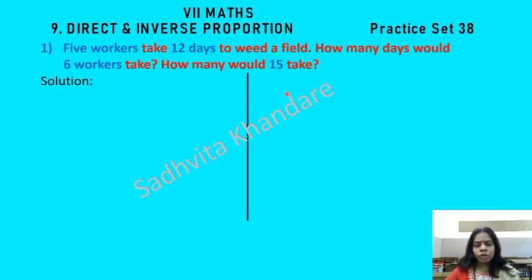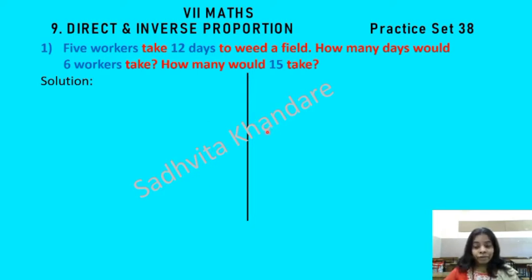Children, they are asking two different questions. If you are taking 6 workers, how many days will be required? And if you are taking 15 workers, how many days will be required to do the work? So, if you increase the number of workers, the days required will become less. If there are more workers, work will get finished early. So this is a question of indirect variation. When one quantity increases, the other quantity is going to decrease. So this is a question of inverse variation.